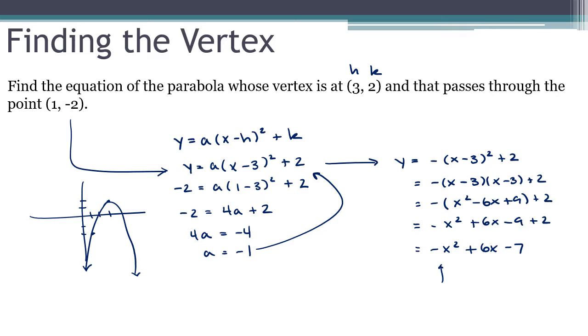If you wanted to do this for a left-right parabola instead, then you would start with the equation x equals a(y minus h) squared plus k, and then you would go through the exact same process. You would put (3, 2) in here for the vertex, then you would put the other point in here and solve this for a, and then you'd have your left-right version of the equation.